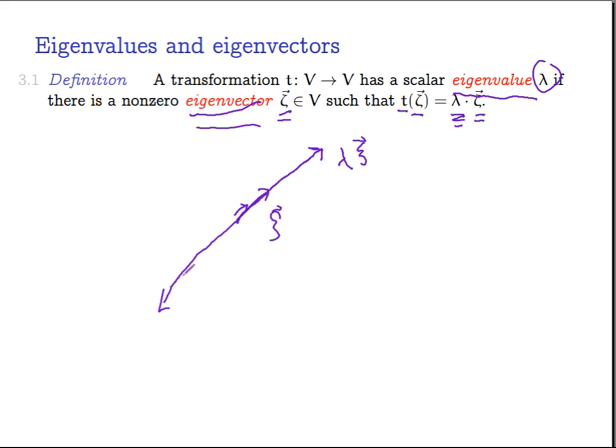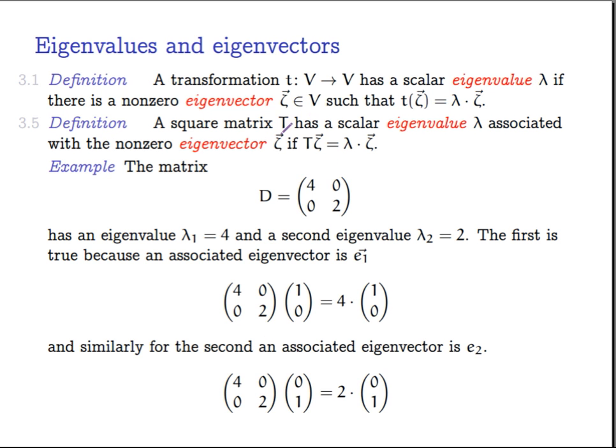Right, now, a square matrix has a scalar eigenvalue. Notice this is a transformation from a vector space to itself, so it is represented by a square matrix. We can define the eigenvalue of a square matrix directly, and the definition is similar. If we consider the square matrix as the matrix of a linear transformation, then the eigenvalue is the eigenvalue associated with the corresponding linear transformation. T times zeta is equal to lambda times zeta. So it's really the same definition, only here we're applying it to one particular representation of the transformation.